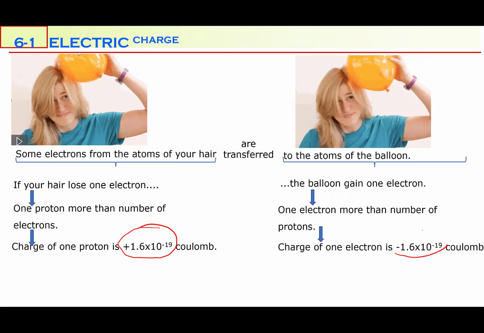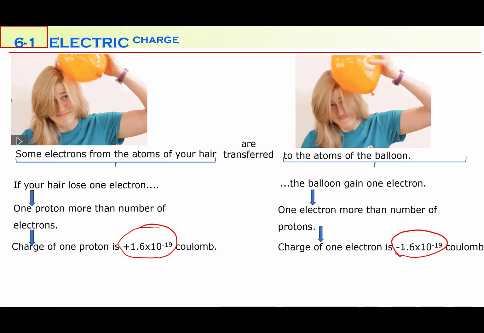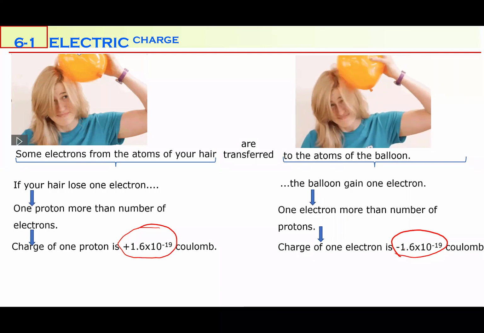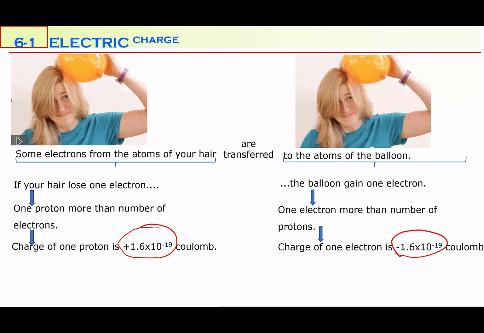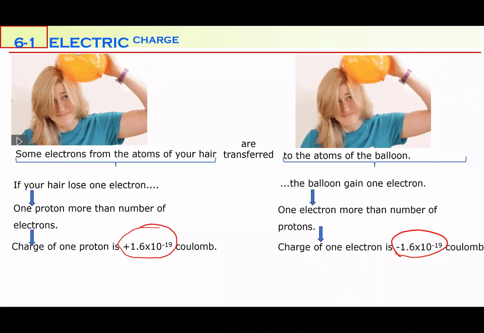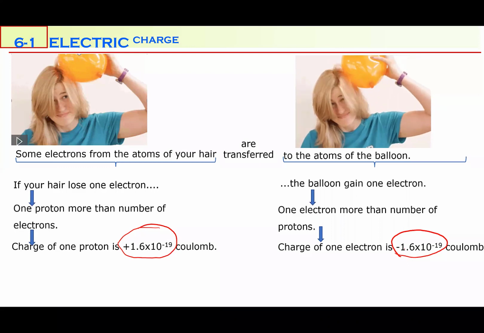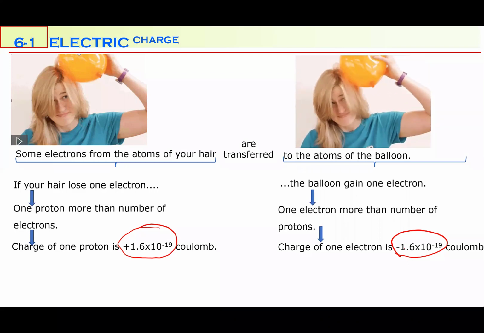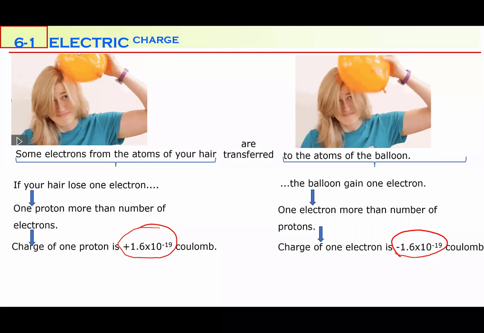So one of them is positive, the other one is negative, but their numbers are equal. That's why a proton and an electron have equal magnitude of charge, which is 1.6 times 10 to the power of negative 19 coulomb. This number is constant. This is one of the basic, very important constants in nature, which is about electricity. Charge of a proton and charge of an electron are equal in magnitude, 1.6 times 10 to the power negative 19 coulomb.